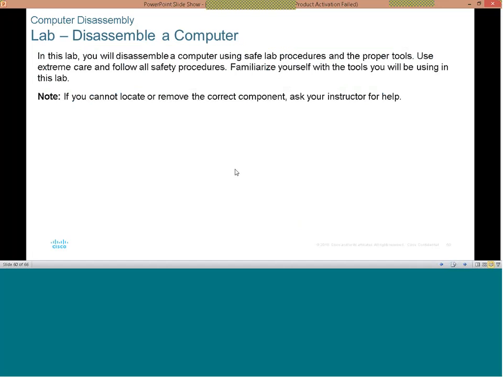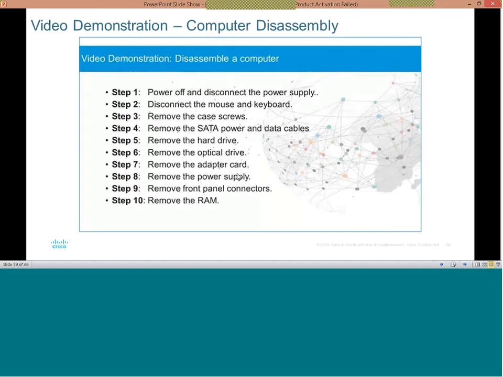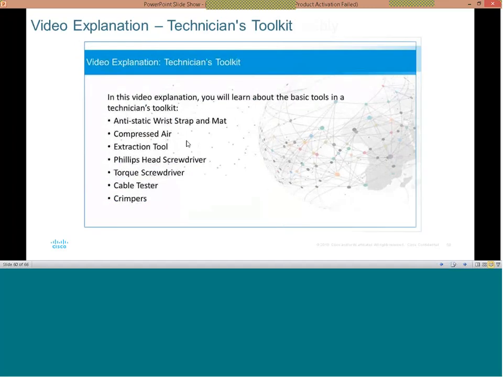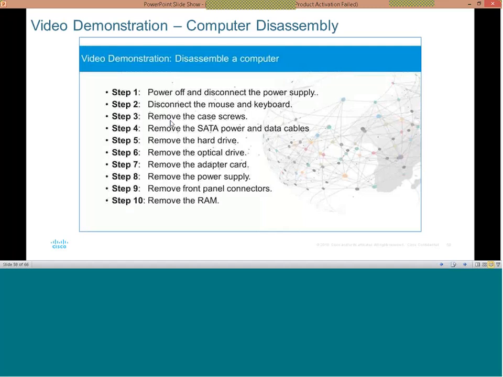And basically, these are the things you're going to do here. Like we said, once you remove each of these, it gives you access to the circuit board. So, like I said here, you need to remove the case screws using the right set of screwdrivers. You need to remove the setup data cables.